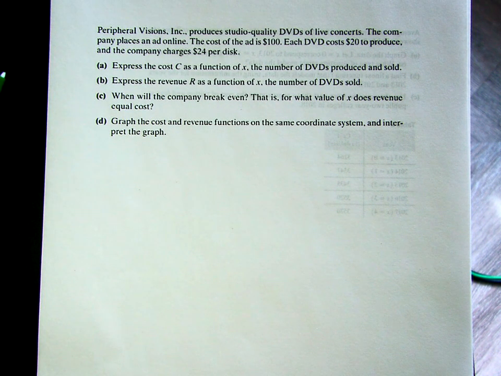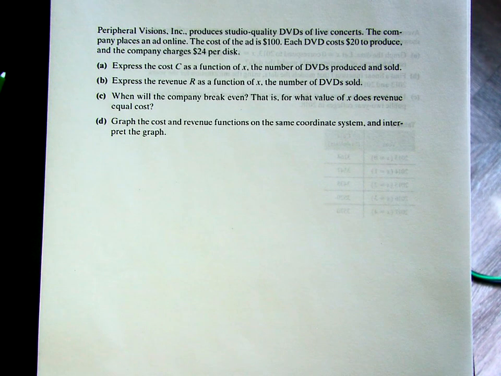It says Peripheral Visions Incorporated produces studio quality DVDs of live concerts. The company places an ad online. The cost of the ad is $100, and each DVD costs $20 to produce. And the company charges $24 per DVD. So express the cost as a function of x, the number of DVDs produced and sold.